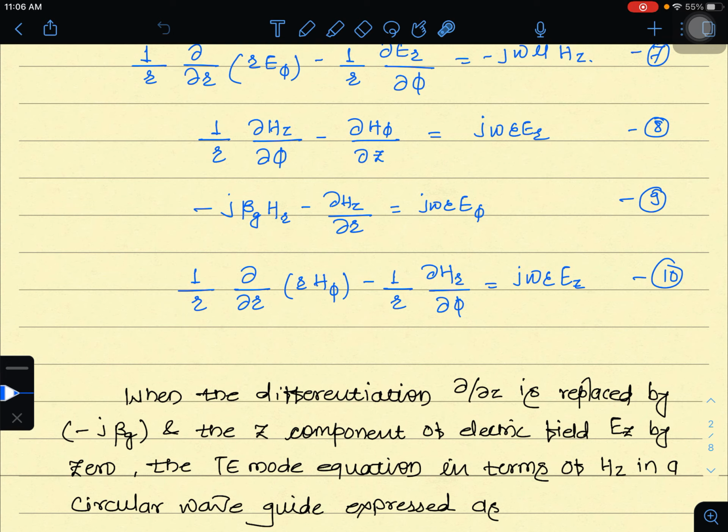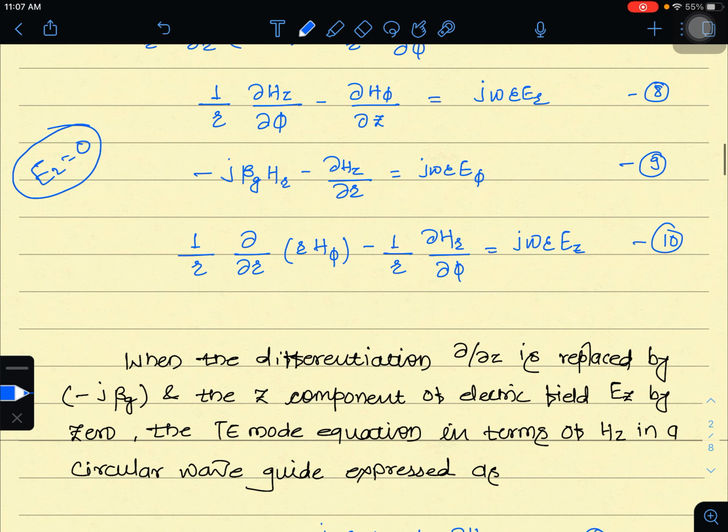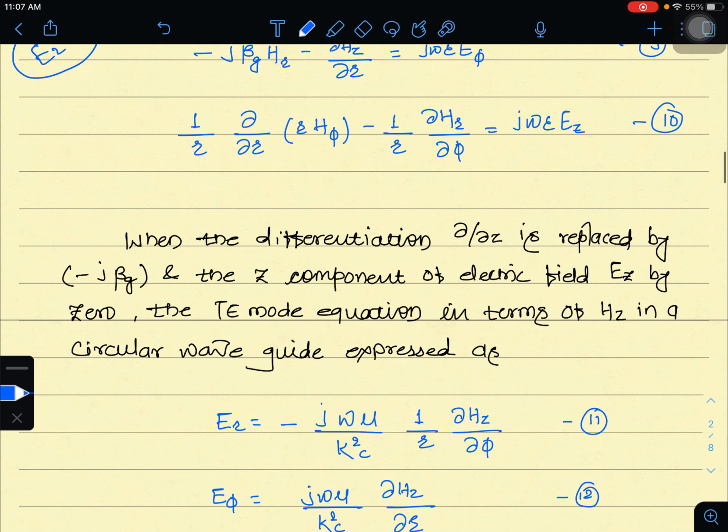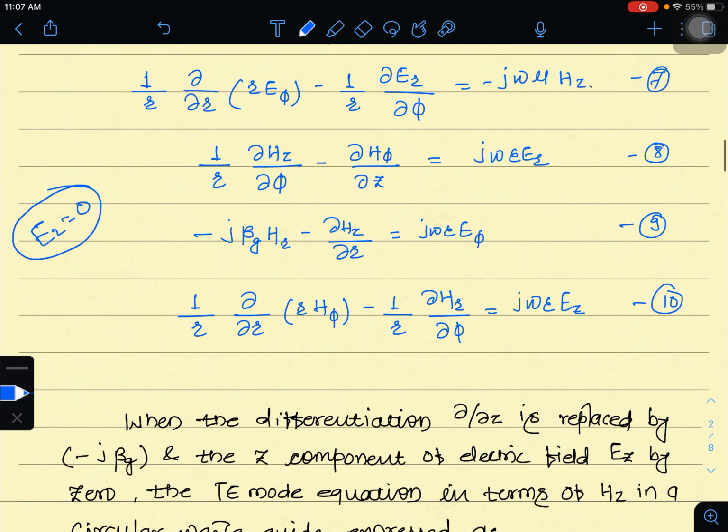and the component regarding the z, that means the electric field Ez, is replaced by 0, that means Ez is equal to 0. With the help of this information, we are just reducing the equations.